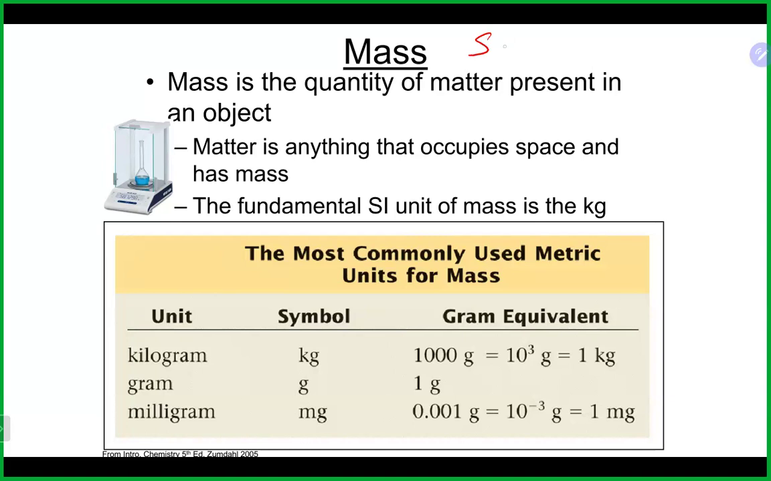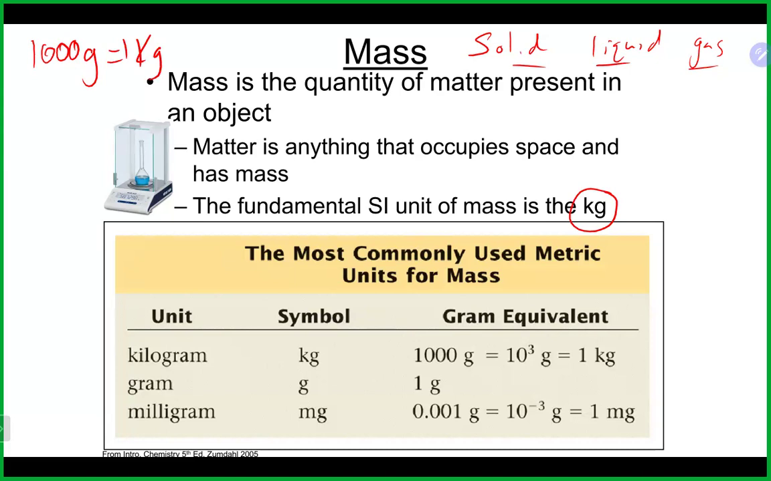There's solid, liquid, and gas. And a lot of what we look at in chemistry is how we change from these different states along the way. But when we talk about mass, the fundamental unit of mass is the kilogram. And a couple of conversions that are important that you use a lot: 1,000 grams is a kilogram. That is used a lot in chemistry, and you'll see it a lot.